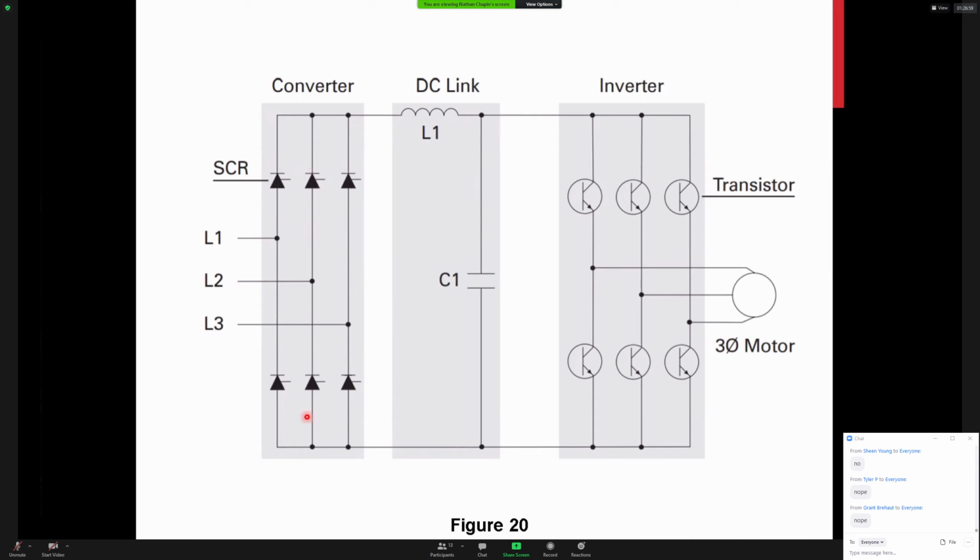So this controls the voltage. So a VFD controls voltage and frequency. This is where the voltage is controlled. That voltage is filtered through inductor 1 and capacitor 1. And then in the inverter section, this is made out of transistors. Now these are just typical bipolar junction transistors, and they are controlling the frequency of the waveform going out to our motor. Now, can any of you tell me, are these PNP or NPN transistors?